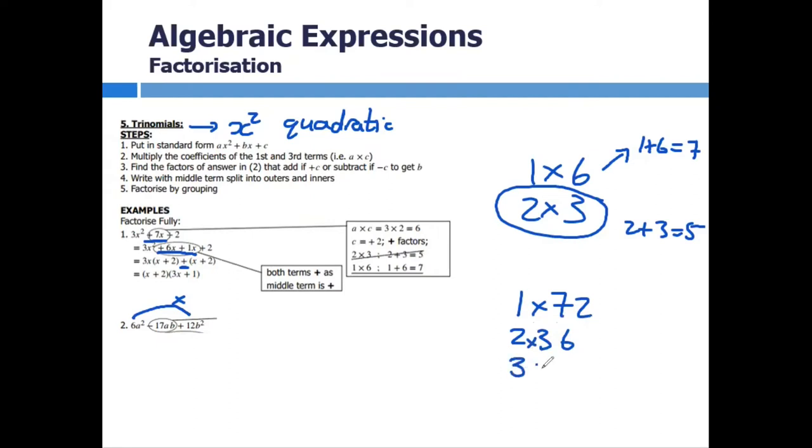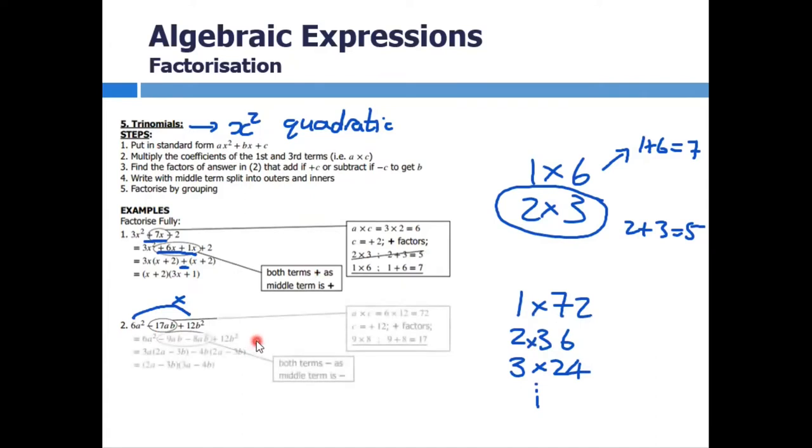3 times 24, I think. Okay. And you can carry on through all of them. I'm not going to go through all of them, but you'd carry on through all of those. This is the last trinomial I'm doing slowly.